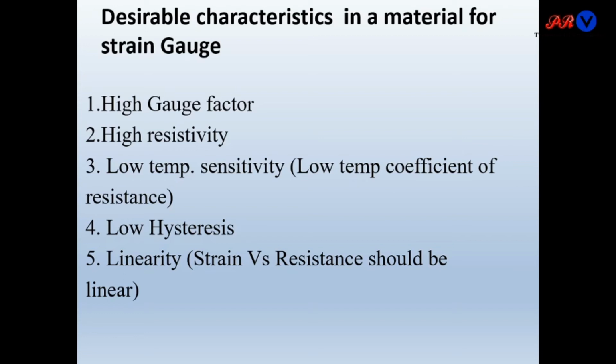Next, desirable characteristics of the material which is used for a strain gauge. The material must have a high gauge factor, high resistivity, low temperature sensitivity, meaning a low temperature coefficient of resistance, low hysteresis, and linearity. Stress versus resistance should be linear. These are the desirable characteristics of a material used for a strain gauge.